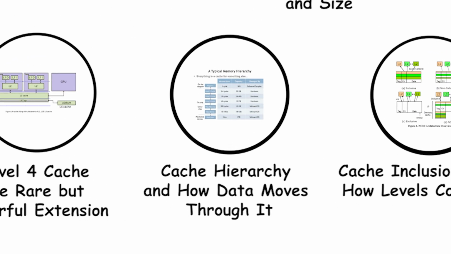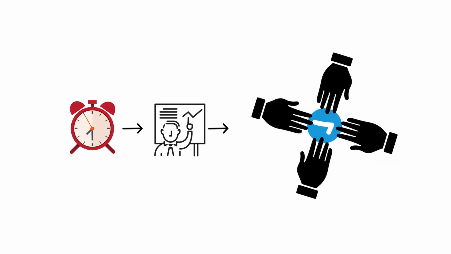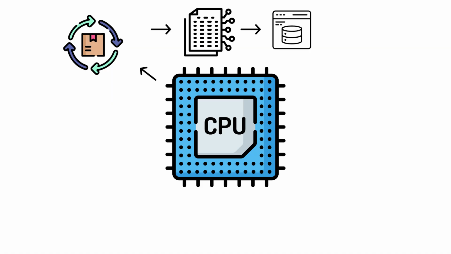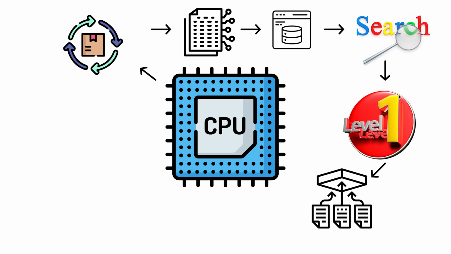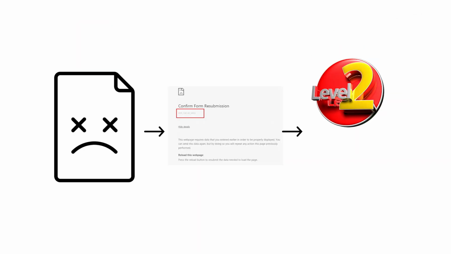Cache hierarchy, and how data moves through it. Now that we've covered each cache level individually, it's time to explain how they actually work together. The hierarchy in action. When the CPU needs data, it always checks the closest cache first. That means the search begins at level 1. If the data is there, that's called a cache hit, and it's sent directly to the CPU core with almost zero delay. If it's not found, that's a cache miss, and the request moves down to level 2.